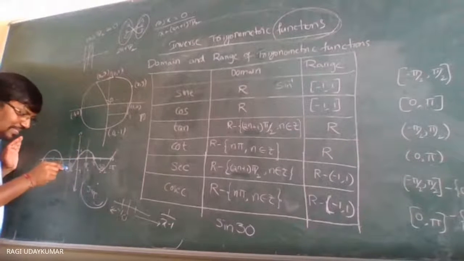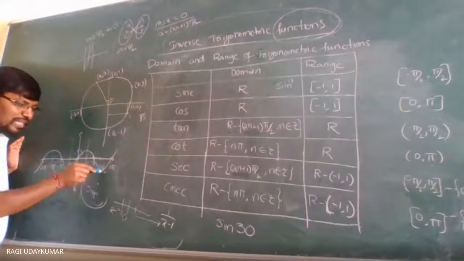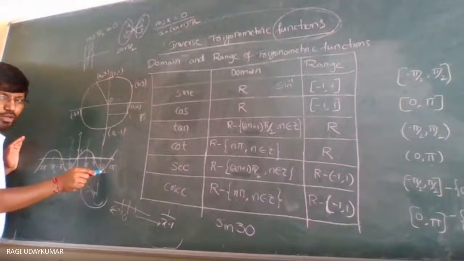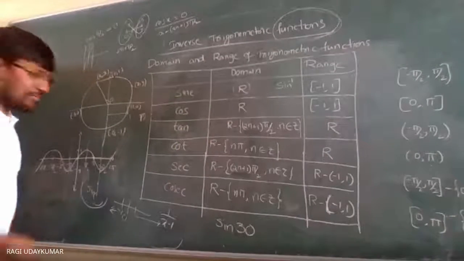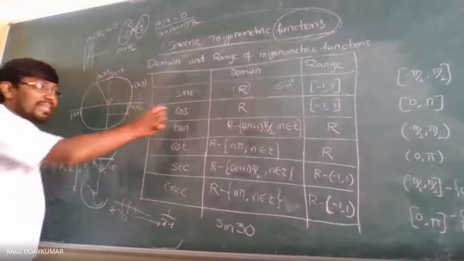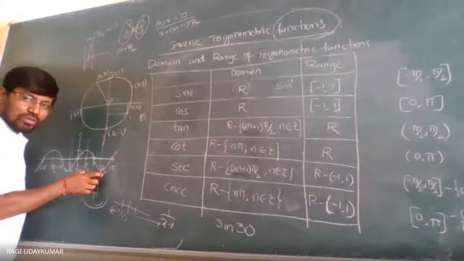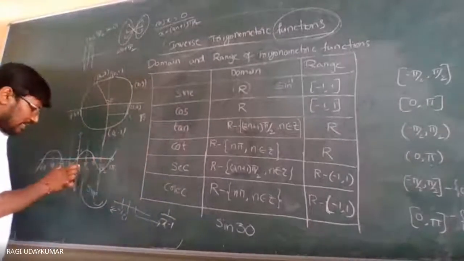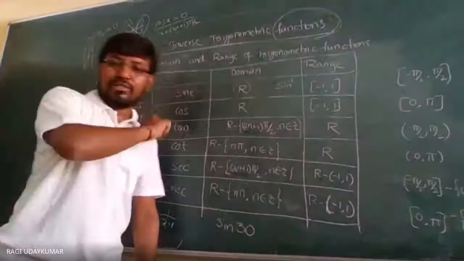Sir, why is it restricted to minus pi by 2 to pi by 2? If you restrict pi by 2 to 3 pi by 2 also, we are going to get it is 1-1 and onto R. Suppose instead of these real numbers I take minus pi by 2 to pi by 2, then this sine function becomes one-one and onto. If I take pi by 2 to 3 pi by 2 also, this sine function becomes one-one and onto. But we are restricting to this. That's why this is called the principal value branch.